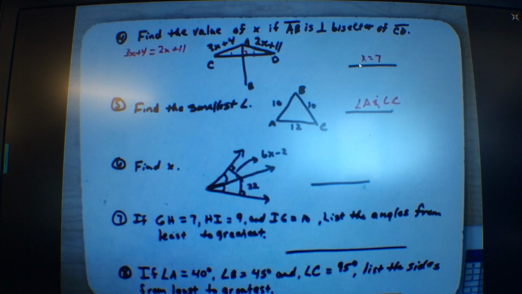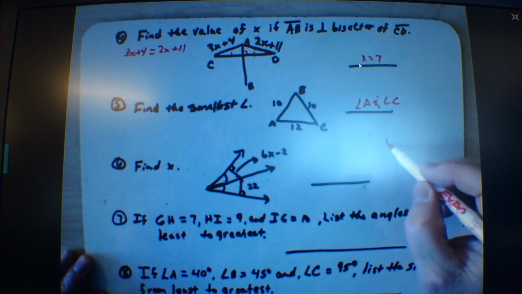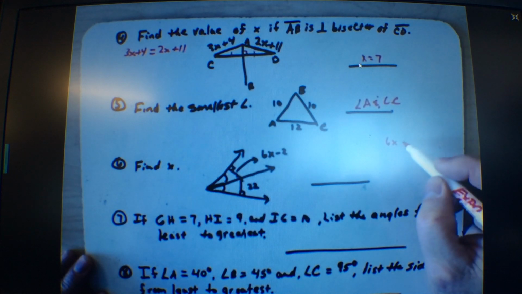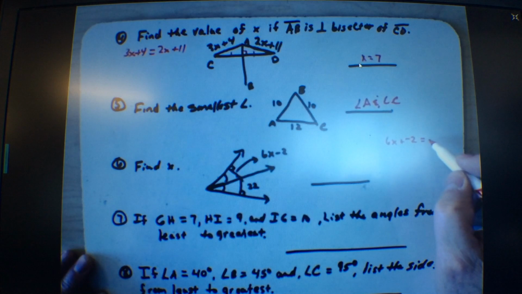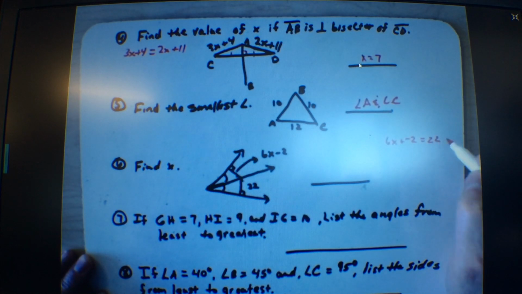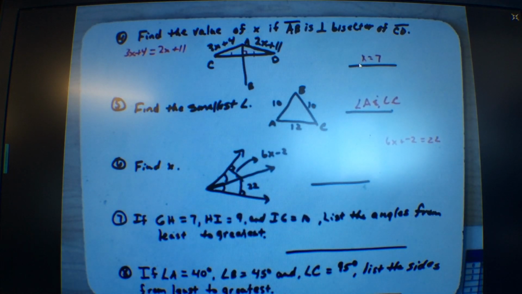Anybody have an idea on how to find it? Go ahead, Dylan. Okay, 6x plus 2, or plus a negative 2, equals 22. You want to tell me why that works? Because they have equal angles, so the sides are equal.